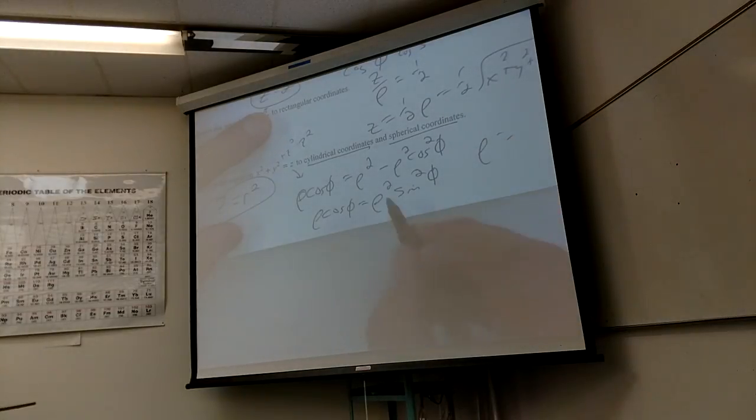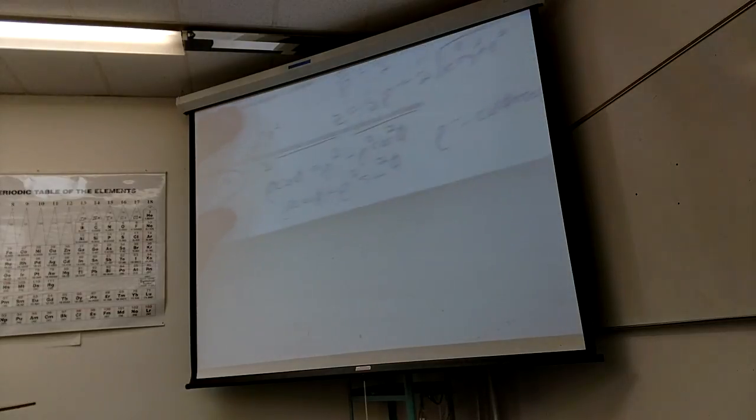And then you get rho. You can cancel a rho out. You can divide by sine squared. Cosine over sine is cotangent, and 1 over sine is cosecant. So that's one way to write it.